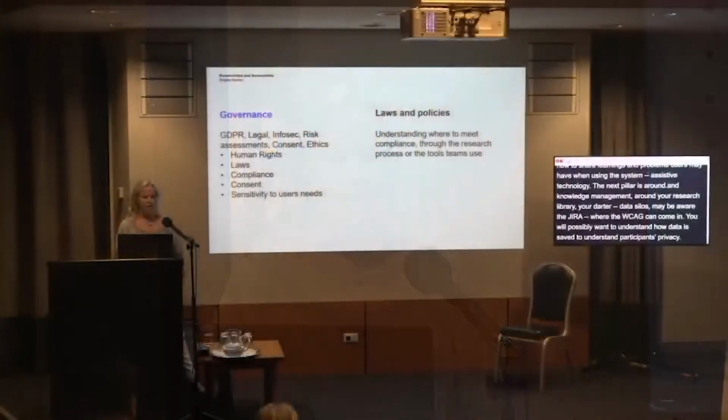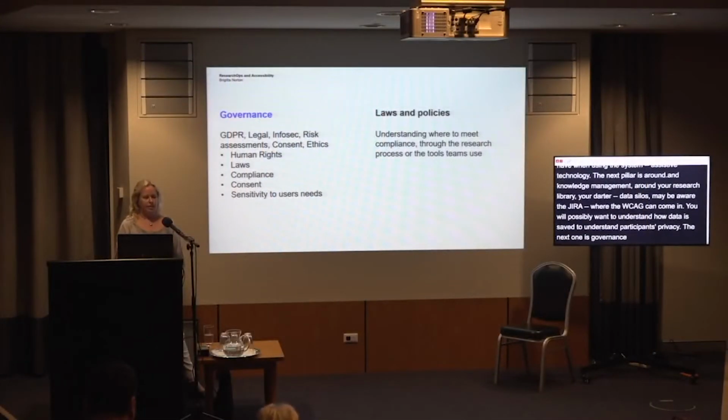The next one is governance. So in the EU, GDPR, which is about data privacy, there's legal, infosec, risk assessments, consent and ethics. And I think as accessibility practitioners, and what we've heard over the last few days around our standards and policies and laws, we know a little bit more that can help user researchers and research ops people understand that for a diverse range of users. Around human rights, the other laws, compliance, consent and sensitivity to users' needs. And Eloise, your workshop definitely covered a lot of that.